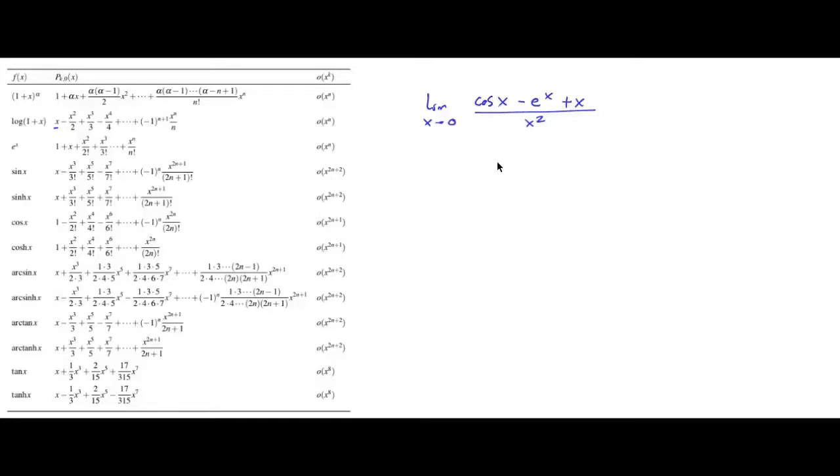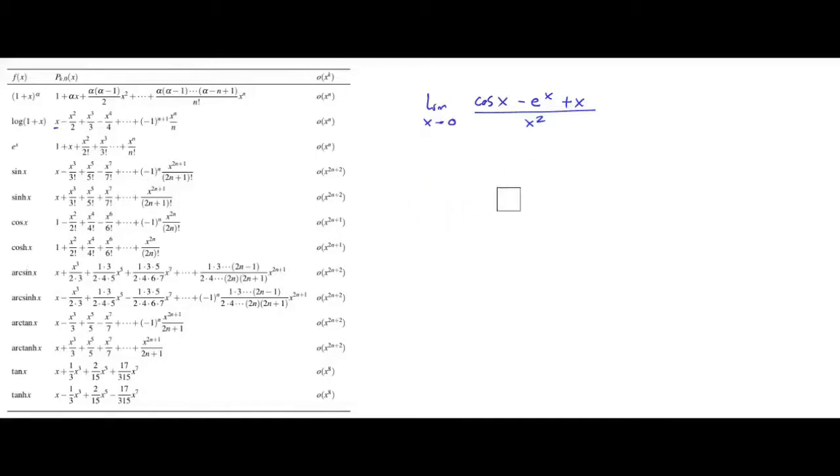Well, how do we approach this working with Taylor's polynomials? Well, we know that we have x squared in the denominator, right? So we want to expand these functions in the numerator up to x squared, and then we don't care about terms of small o of x squared, right? Because if we have small o of x squared divided by x squared, the limit of this is going to be 0. That's the definition of a small o of x squared, right?